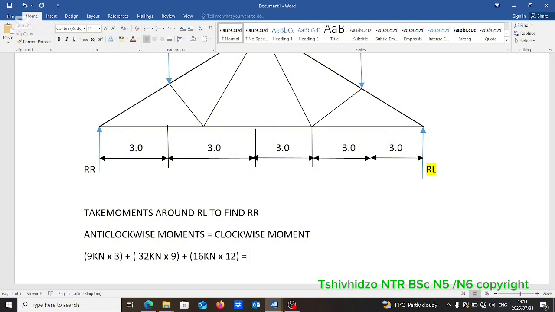So let's go to the total. Then we have RL. We are taking moments around RL to find RR. Now we will have RR multiplied by the distance. Our distance will be 1, 2, 3, 4, 5, 15 meters. Okay, let me say 15. Let's go to the second step. Then it will be 9 multiplied by 3.